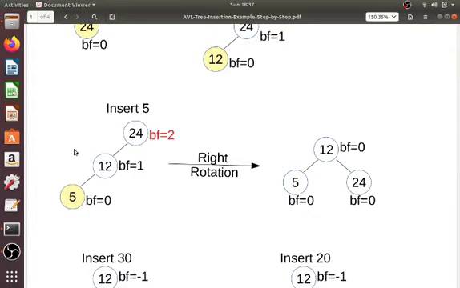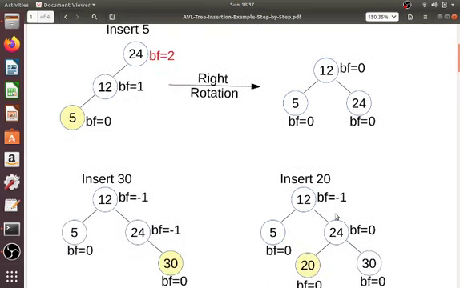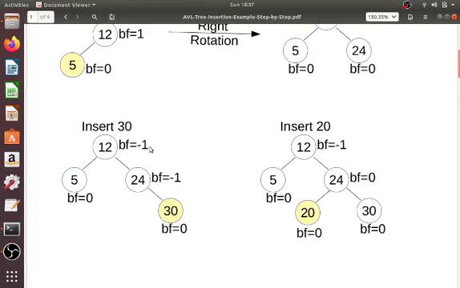When we carry out the single right rotation over 24, this is the resultant tree. If we recalculate the balance factors in this subtree, balance factor of all the nodes are 0 and they are in the permissible limit of minus 1 to 1. Next we carry out insertion of 30. 30 is inserted on the right of 12 and further as a right child of 24.